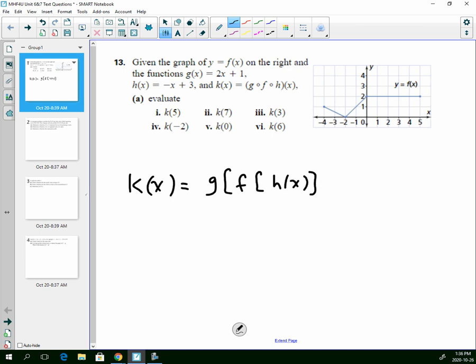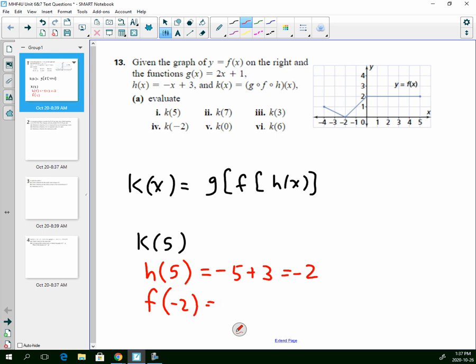So let's say, for example, it asks you to find K of 5. So we're going to start with the inside function, which is H of X. So the first thing we want to do is H of 5. H is an equation, and it is negative x plus 3. So we're going to sub in 5 into there and get our output value of negative 2. So then that output value becomes the input for the next function, which is f. So now we want to do f of negative 2.